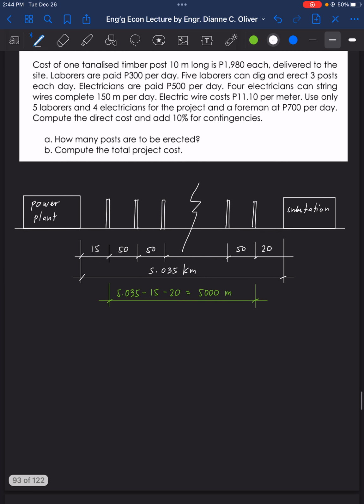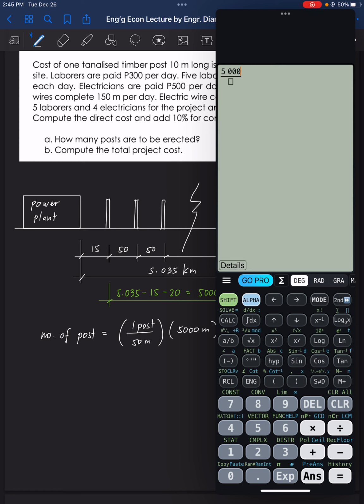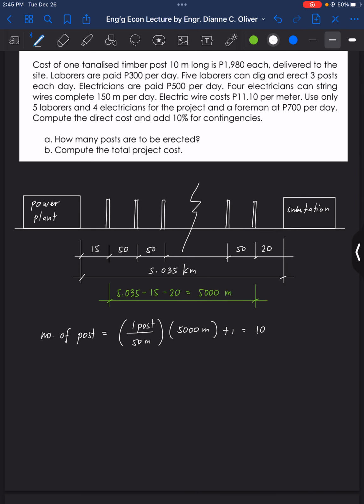So number of posts now is equal to, there is one post in every 50 meters, and there is 5,000 meters away, and that is plus 1. So 5,000 divided by 50 plus 1. So there are 101 electric posts.